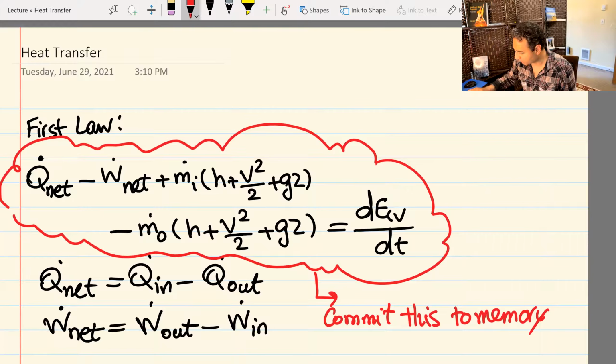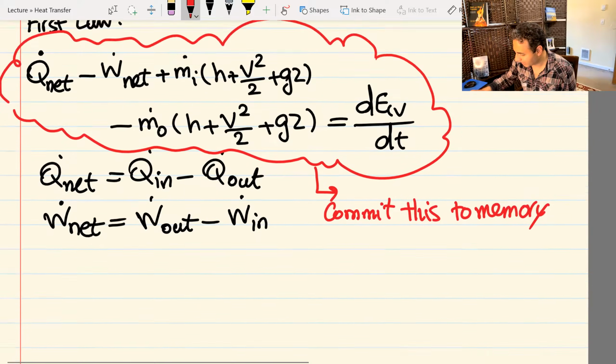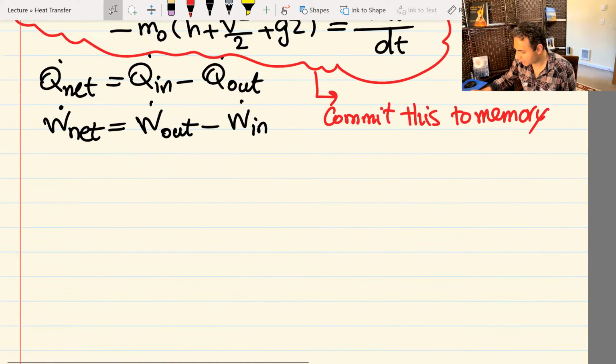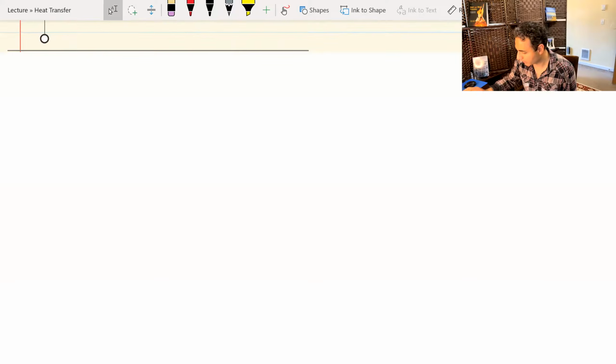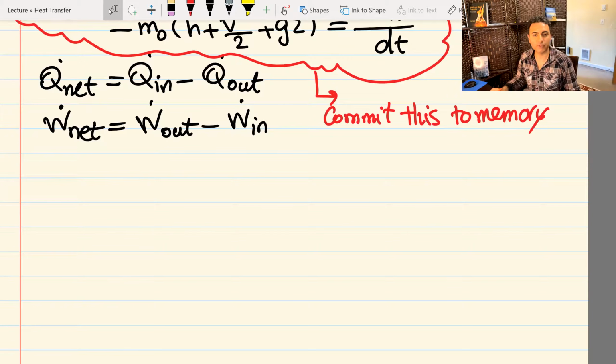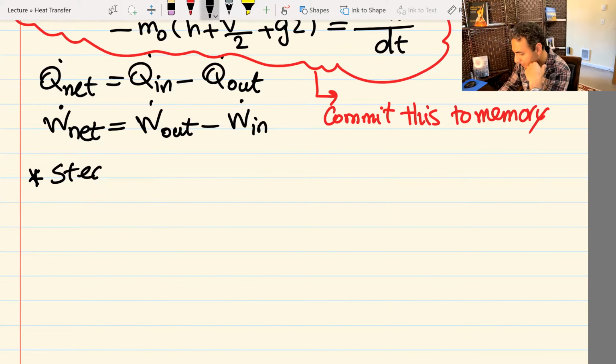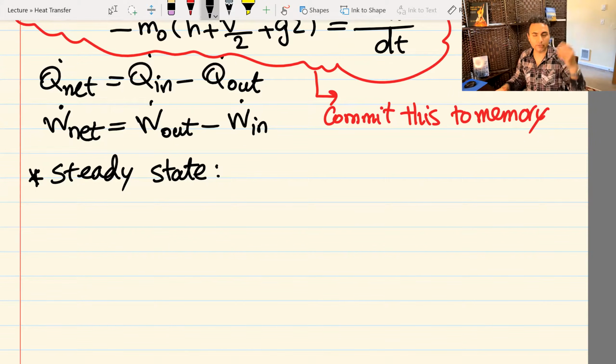So there are different cases that we deal with when it comes to this equation. This form of the equation is the first case. We call it the steady state case. What's the definition of a steady state? I'm just going to give it to you, or you learn it in thermodynamics. Steady state is this.